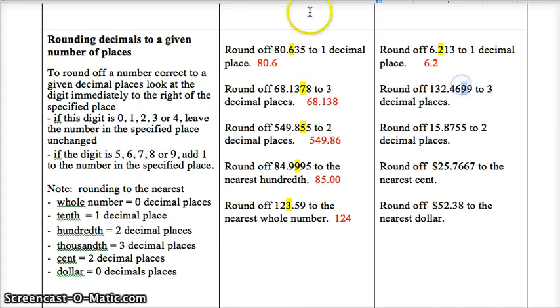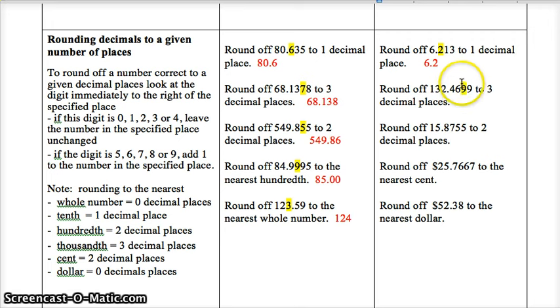In the next question, you're rounding off 132.4699 to 3 decimal places. So you have to decide, let's count the third decimal place, 4, 6, 9. This first 9 here is the third decimal place. So you have to decide, does that 9 stay as a 9 or does it go up? Well, you look at the number next to the 9 and it's another 9, which means that this 9 has to go up.